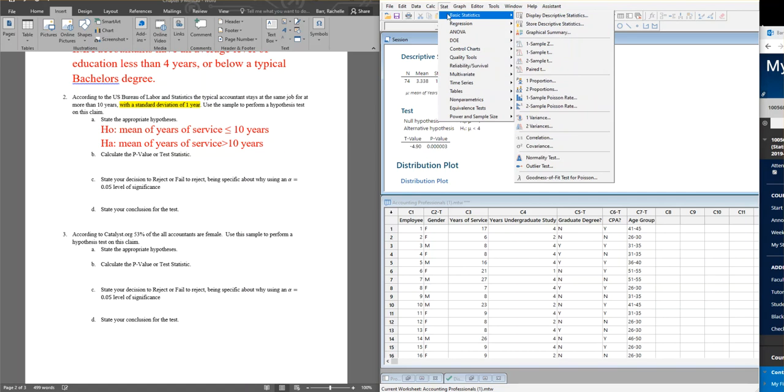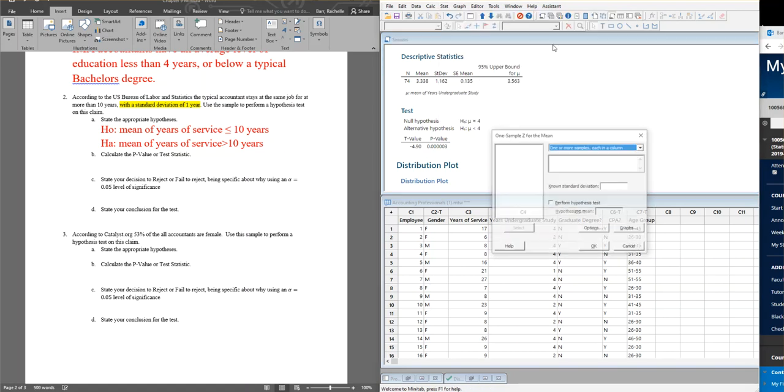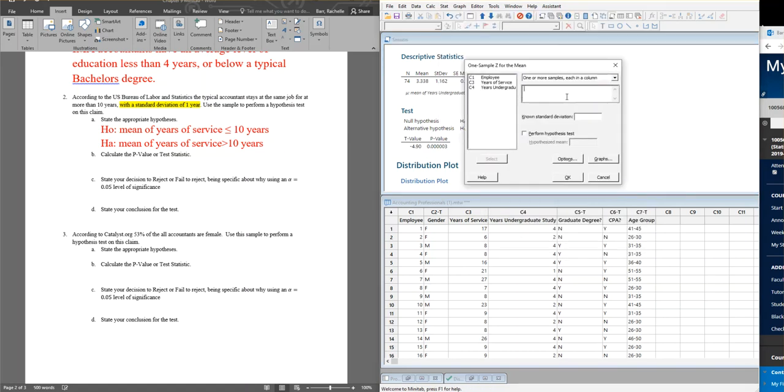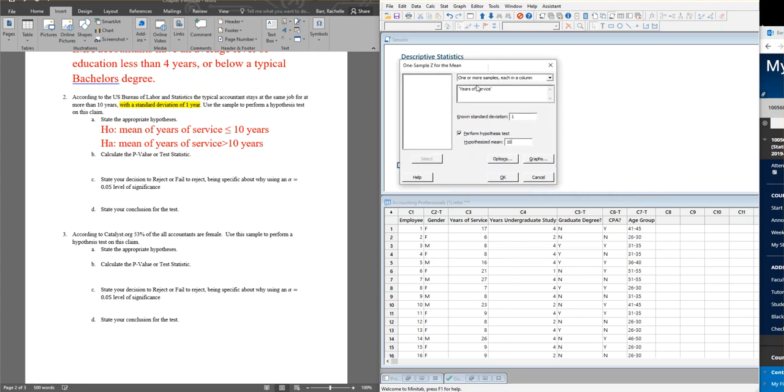One-sample z, and my samples are in the column, years of service. My known standard deviation is 1 year. I'm going to perform a hypothesis test. My hypothesized mean is 10 years of service. Just in case it's unclear, there's my sample. I'm going to test it saying this is my known mean and my known standard deviation, and then hit my options and tell it I think it's going to be bigger.